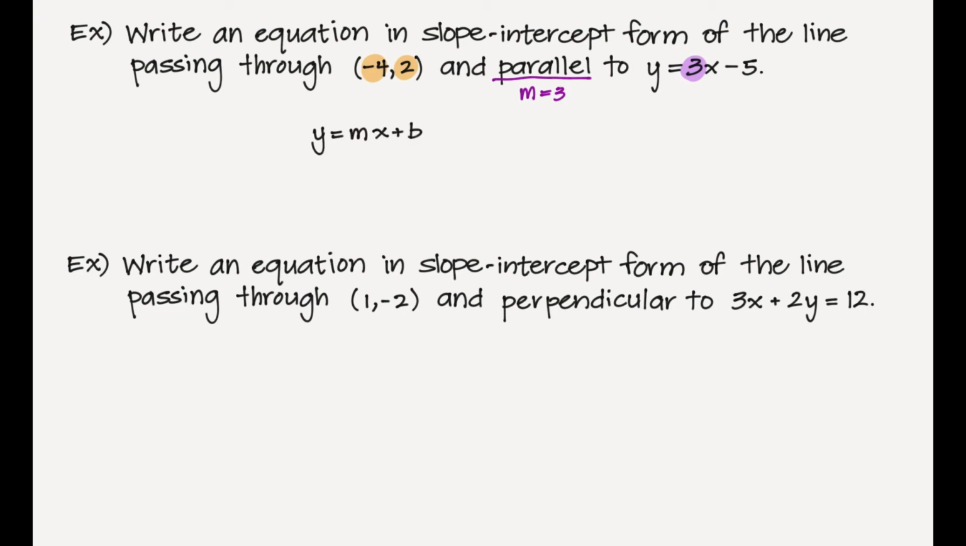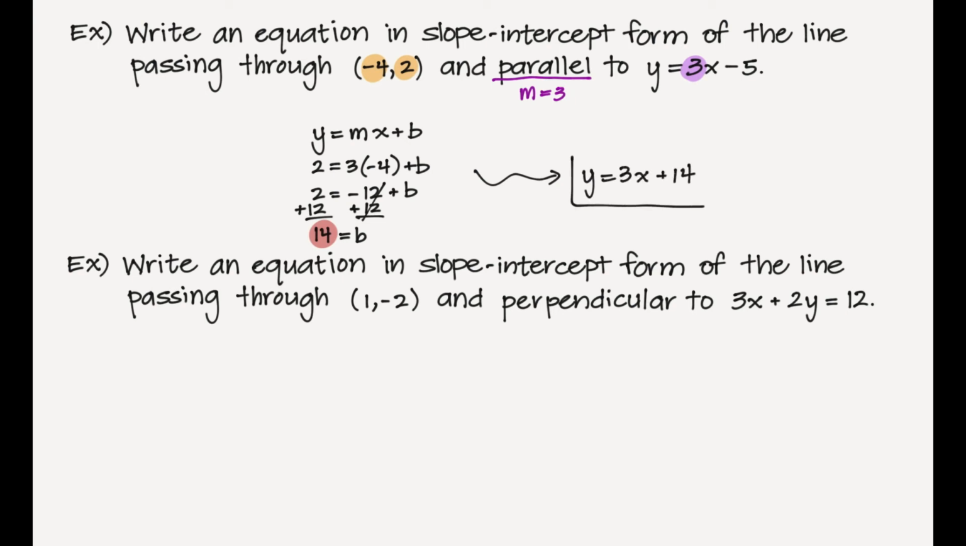So I'm going to plug in the 2 for the y, the 3 for the m, and the negative 4 for the x. That leaves me with 2 is equal to negative 12 plus b. And then when I add 12 to both sides, I find that b is equal to 14. So there you have it. I have my slope, which is 3, and my y-intercept, which is 14, to give me my equation in slope-intercept form.